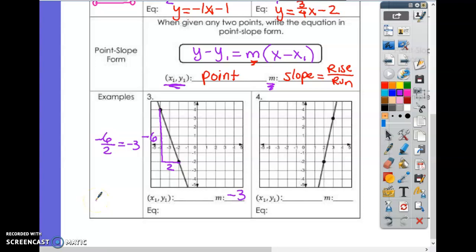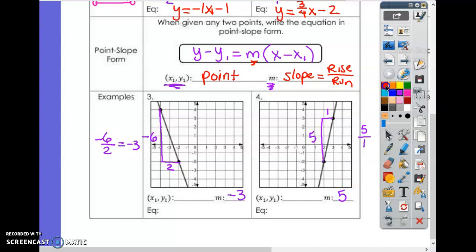Okay? What's the slope for this one? If I go up and over, I went up 1, 2, 3, 4, 5, and over 1. So what's 5 over 1? 5 divided by 1? It's 5. So my slope is 5.